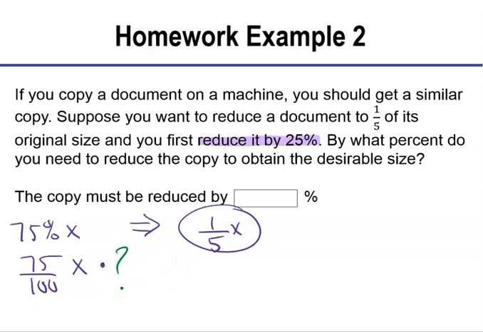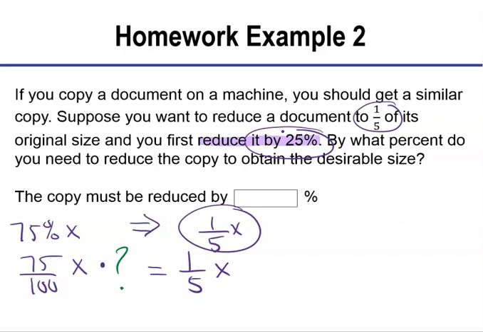that's going to equal 1/5 of X. Notice it didn't say reduce it. Suppose you want to reduce a document to 1/5, not by 1/5, but to 1/5. Yet you reduced it by 25%. And again, that's what hung me up to start with when I first started doing this problem. So reduce means you get rid of that much. Just like when something's 20% off, that doesn't mean you pay 20% of it. It means you pay 80% of it, right?